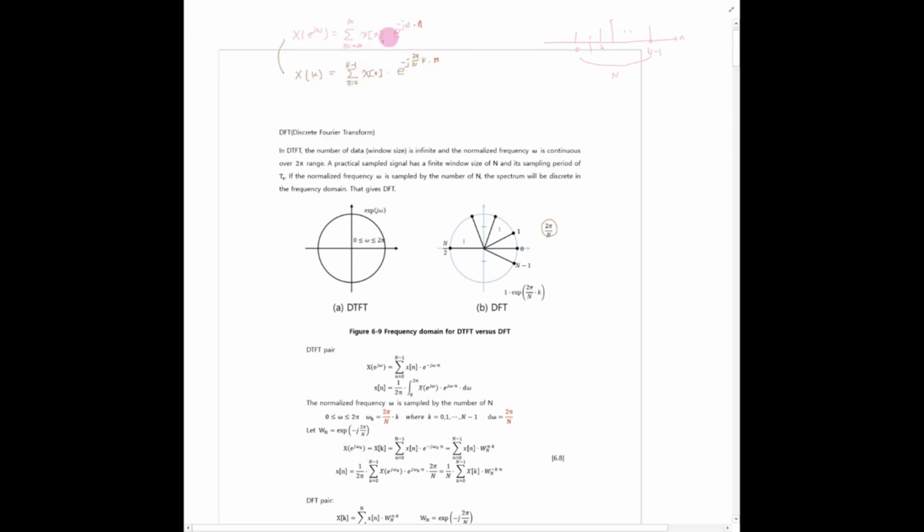We know that we can assume the sequence from minus infinity to infinity is zero for all other values. Then we can express the DTFT this way: n equals 0 to N minus 1, since only this is the non-zero part. So x[n] times the basis function e to the minus j omega n.